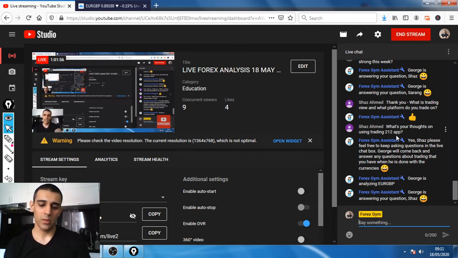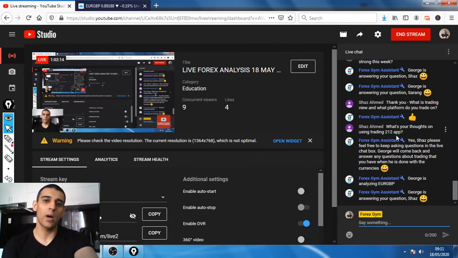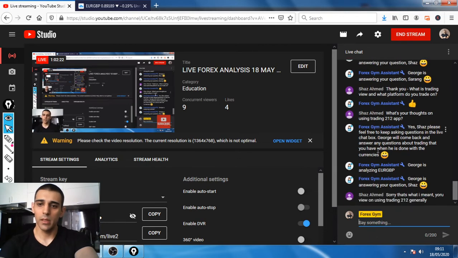It's always good to have a look at the bigger screen, and some things you can't put on the app. I don't know how it is on Trading 212, but as far as MetaTrader 4 goes, there are some things I cannot do on the mobile app that I can do on my laptop. So it's better to have the computer.